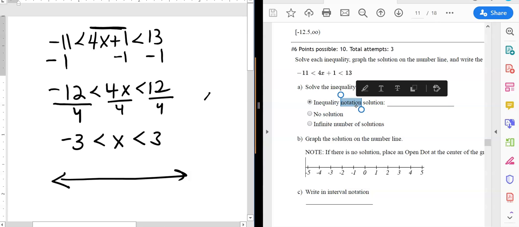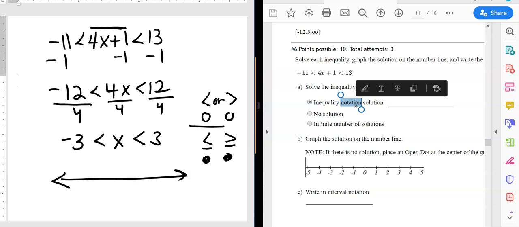So remember that if you use this symbol or this symbol, the greater or less than, you're going to use an open circle. Okay? If you use less than or equal or greater than or equal, you're going to use a closed circle. Okay? So in our case, we have less than. So I'm going to use two open circles. And our solution is between them, so I shade that in. So that's part B. And then part C says write an interval notation.